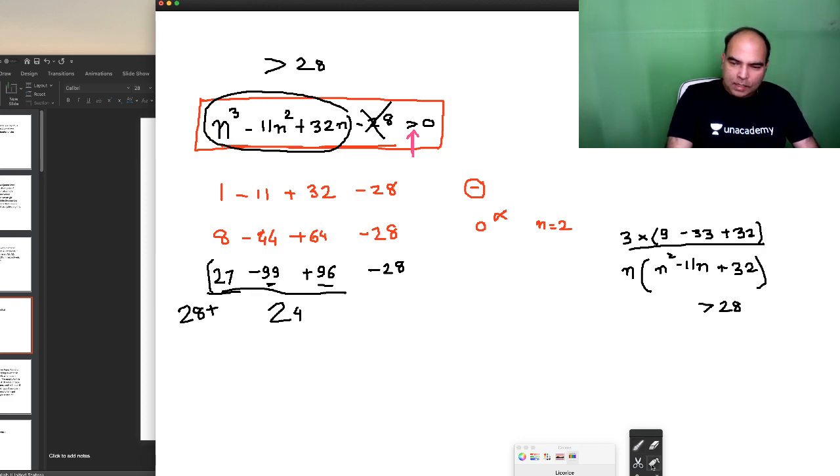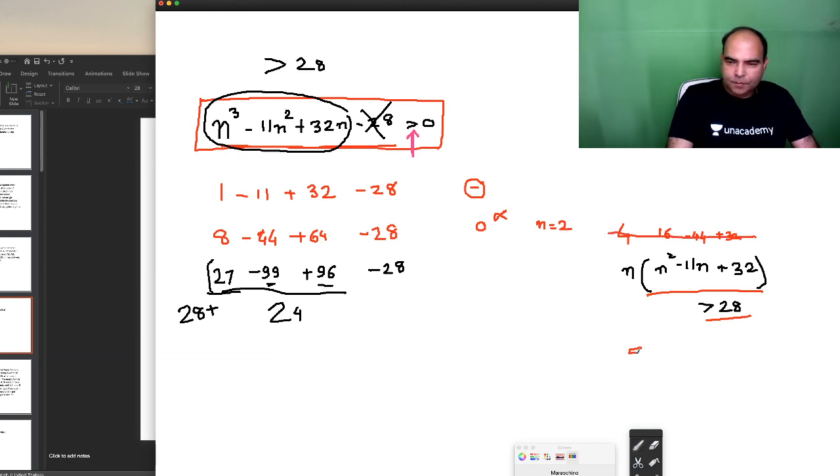So what you can do is at this point you can shift your template from the original expression to this expression that I have written on the right side. So if I want to check for n equals 4, for the whole expression to be greater than 28, I need this to be more than 7. So 16 plus 32 minus 4 minus 44 gives me only 4 here. 32 plus 16, 48 minus 44. So this is not going to be the value.